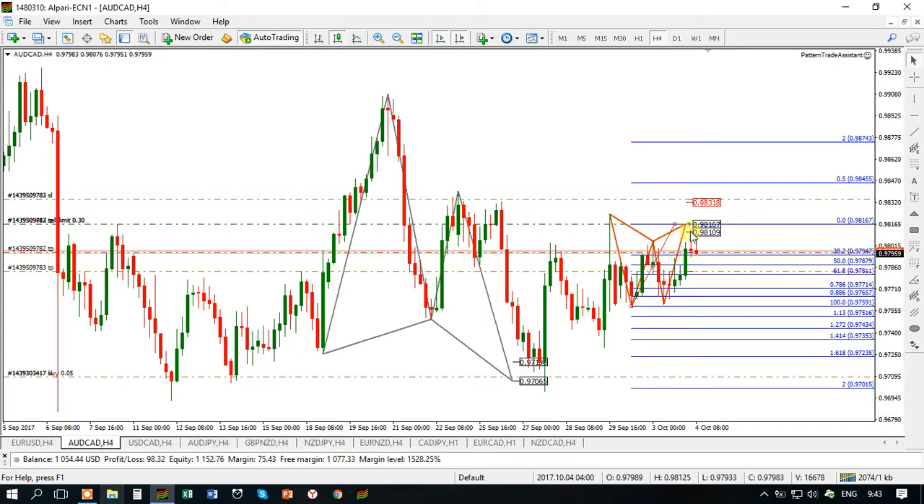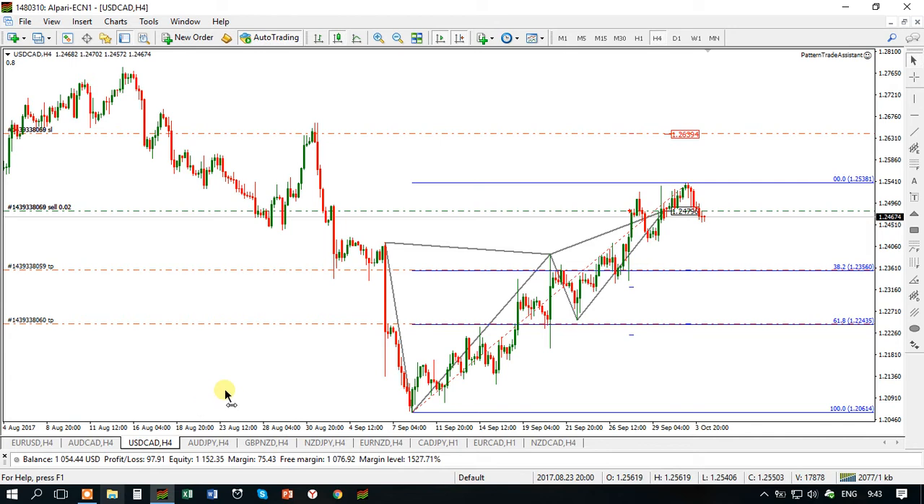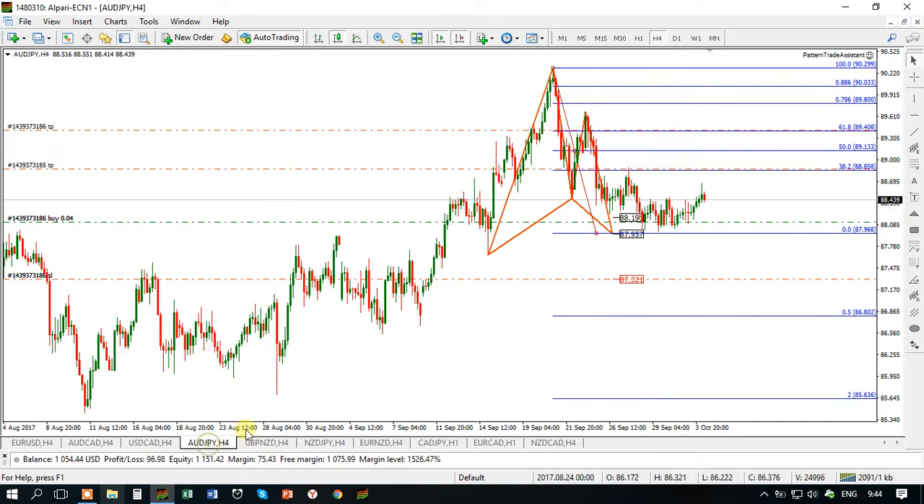If you use the 90% rule, you should stay away because 90% was already hit. Dollar Canadian, nothing wrong with this pattern, it is still valid, slightly exceeded the original entry and the targets were adjusted. Aussie Yen, here's the trade that I executed a bit earlier.